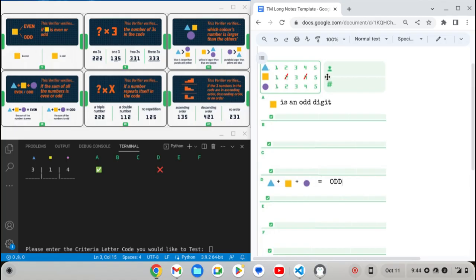And let's see, what else can we say? Well, we do have criteria card C that would let us know which could be the largest digit. But I think what I would like to test most is actually criteria card E.